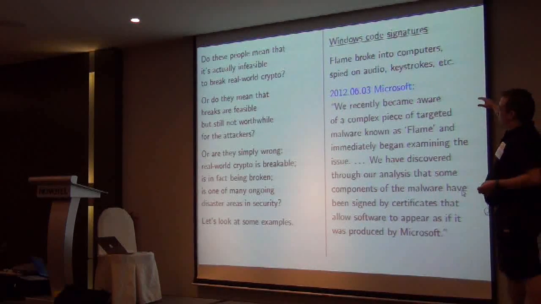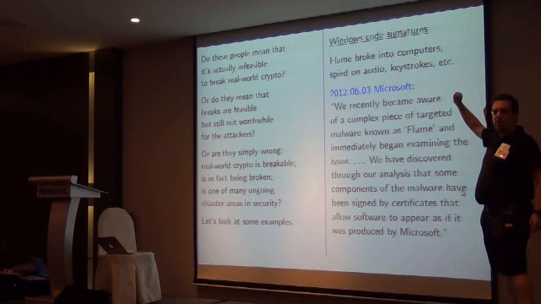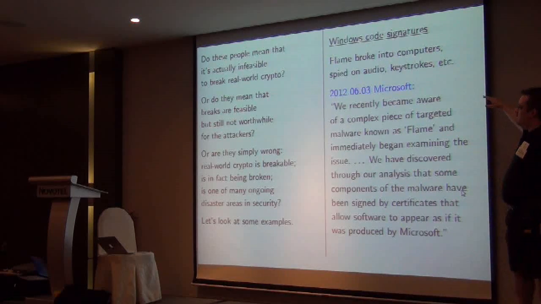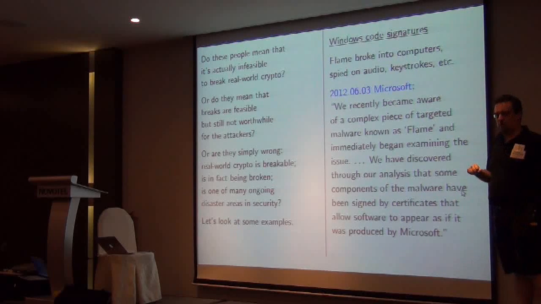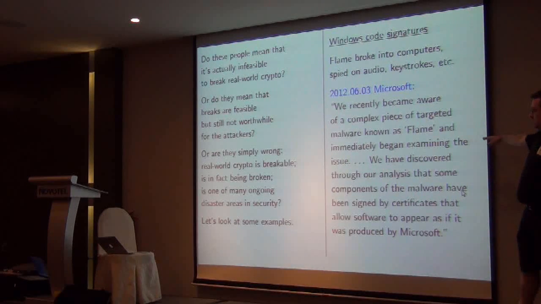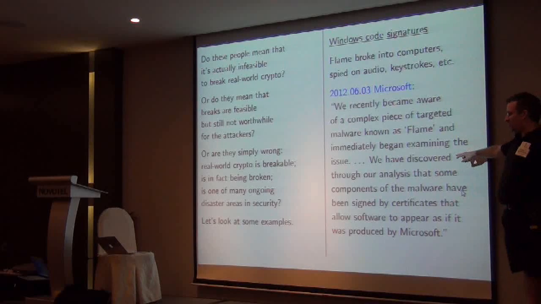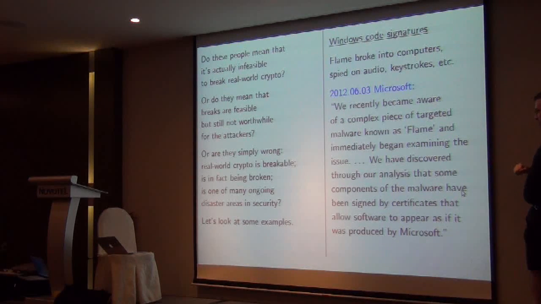And Microsoft announced about a week after Flame was publicly discovered, Microsoft said, "We recently became aware of a complex piece of targeted malware known as Flame, and immediately began examining the issue." A bunch of computers are broken into, it's an issue. Okay, "We have discovered through our analysis, so clever we are, that some components of the malware have been signed by certificates that allow software to appear as if it was produced by Microsoft. They broke our signature system, oops."